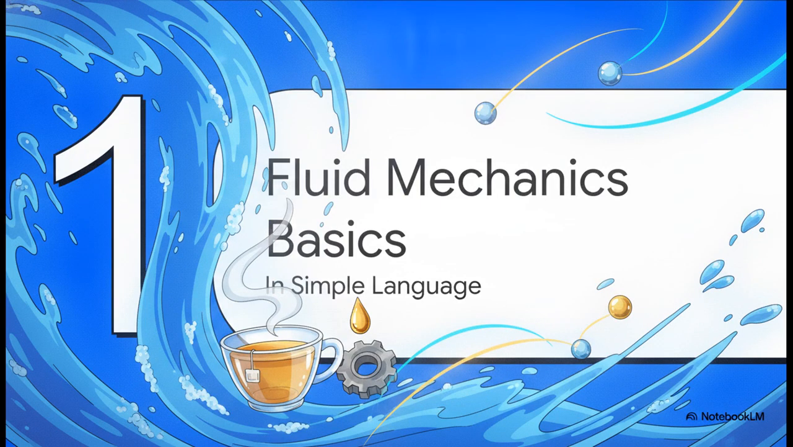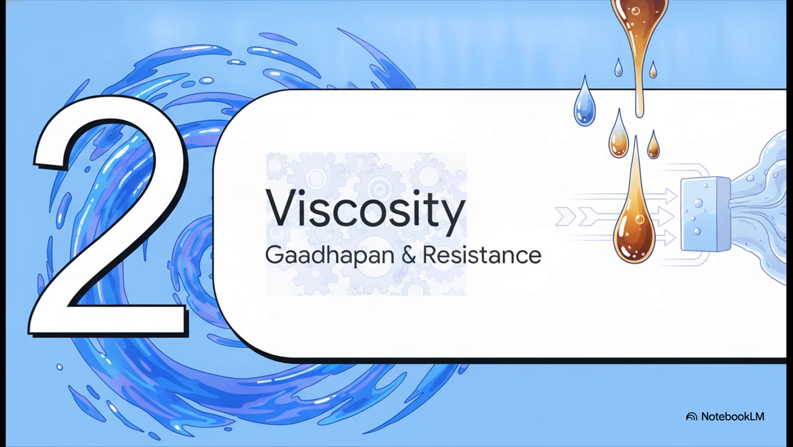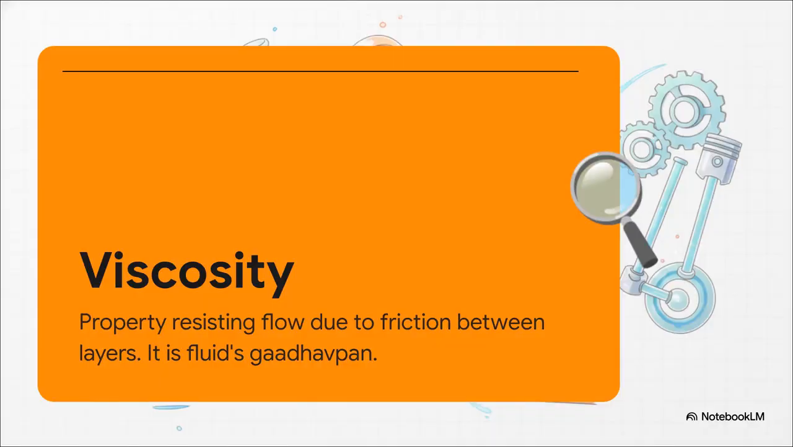All right, kicking things off with Section 1, Fluid Mechanics Key Basics, in simple language. Let's jump straight to our first major concept here: viscosity, yani gaadapan or resistance. So what is viscosity really? It's simply a fluid's property that actively resists its own flow. And this happens because of friction between its layers. Simply put, it's just a liquid's natural gaadapan, or stickiness.